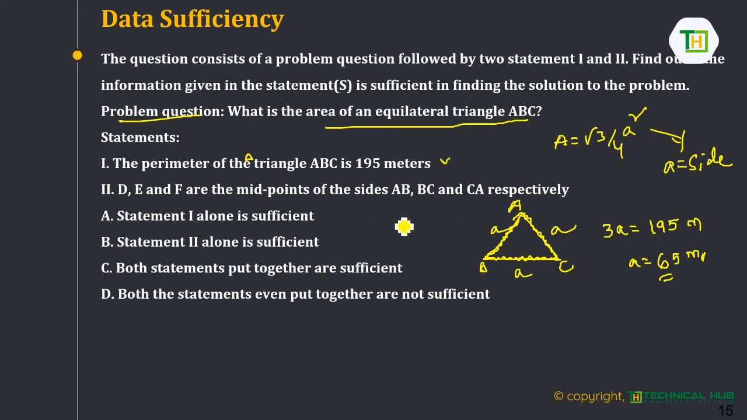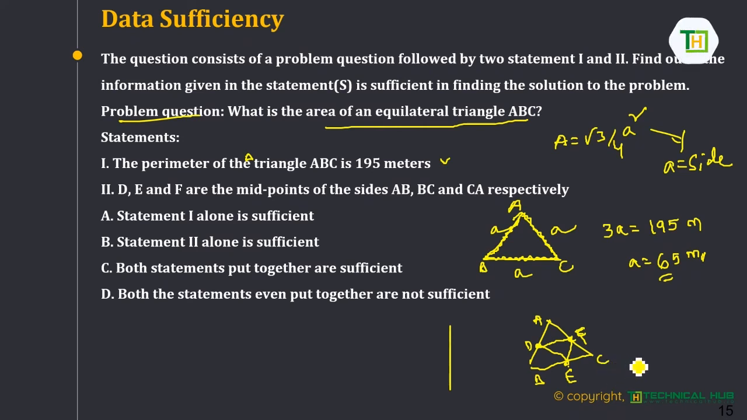Now check statement 2. So what is statement 2? D, E, F are the midpoints of the triangle ABC. So this is D, this is E and this is F, the midpoints of AB, BC, CA. So this is the midpoint. Midpoints are given, but in this case, there are no values given.